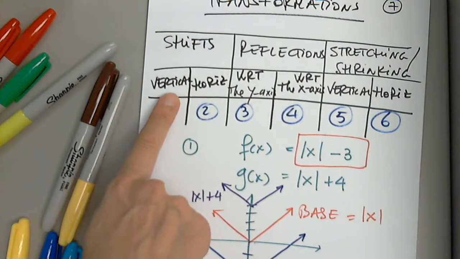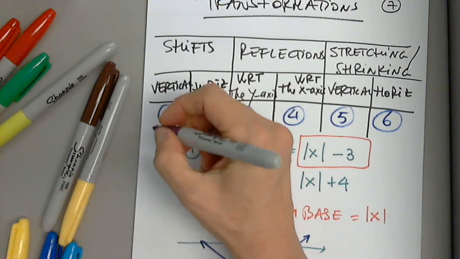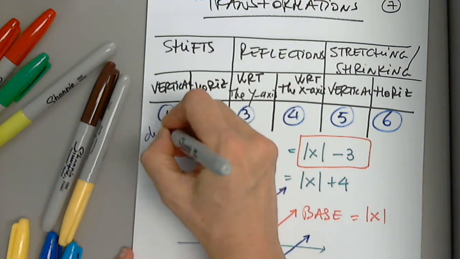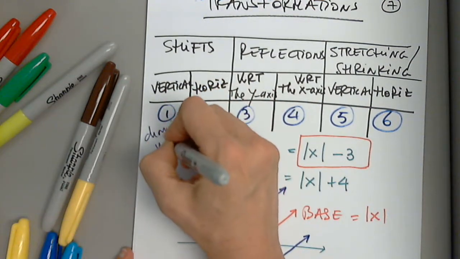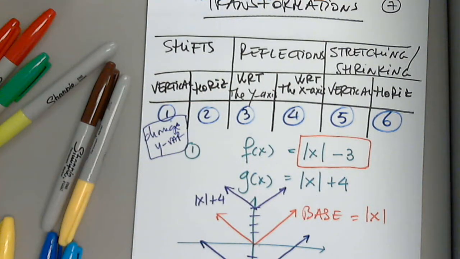And this is when we talk about vertical shifts. We change the y variable, not x. So this is a change in y.